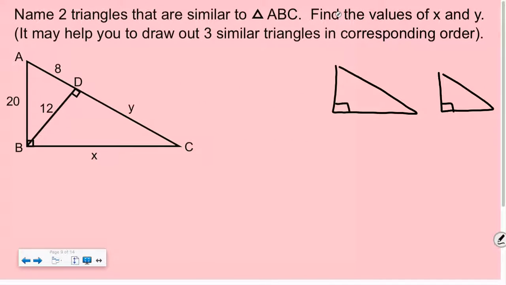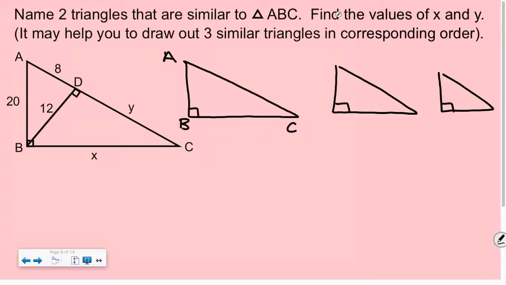My first one is going to be triangle ABC, the big guy. Which vertex is at the right angle on triangle ABC? B. So I'm going to label the right angle B. It wouldn't matter where you put A or C on this, but I'm just going to keep it looking like how the original one is. So I'm going to put A at the top and then C at the bottom.